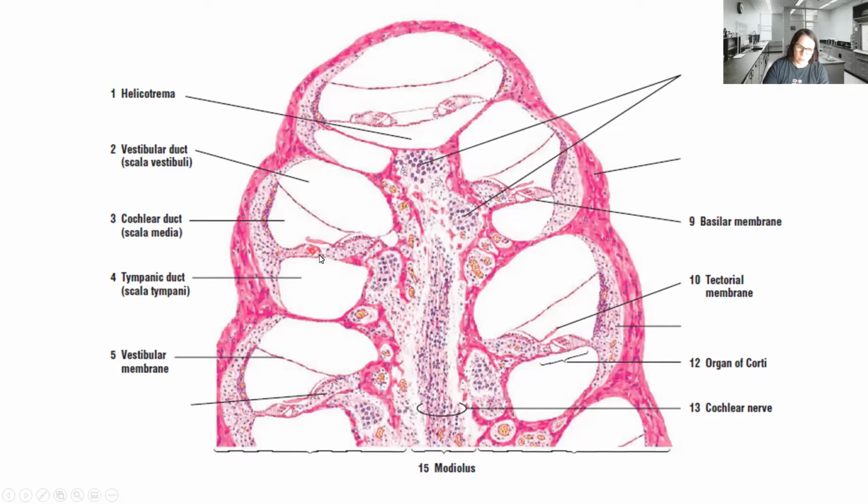hair cells here, like we can see in this diagram, it likes to flip backwards. So just be aware, it's not going to be as perfect as what you see on this image, but we can see all three chambers, we can see the membranes, we can look and see the modiolus. It's really neat. So this is our final histology of the year.